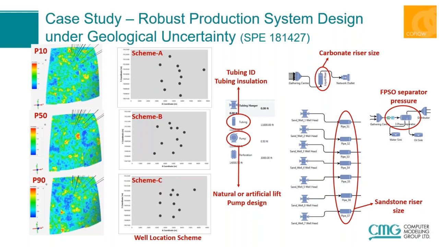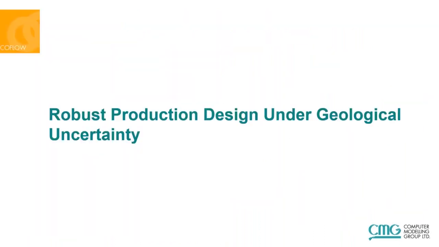Then on the facility side, the carbonate riser size can be uncertain. We can try different riser sizes for different geological realizations and see which one is the best. And same thing goes for the sandstone riser size. And lastly, the FPSO separator pressure has been picked as a starting point for one realization. But does it work for all the realizations or not? So we can do all these analyses in Coflow. And that is my next demo.